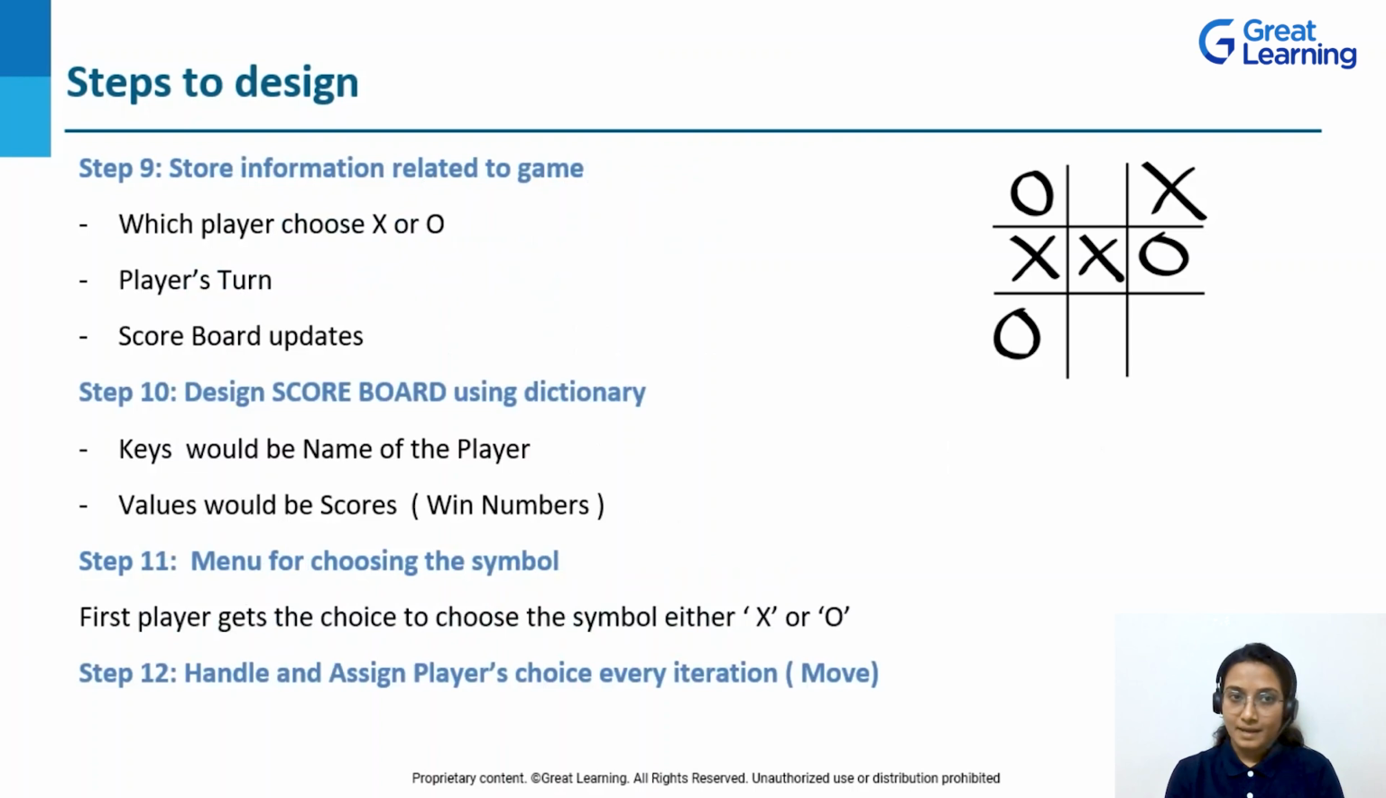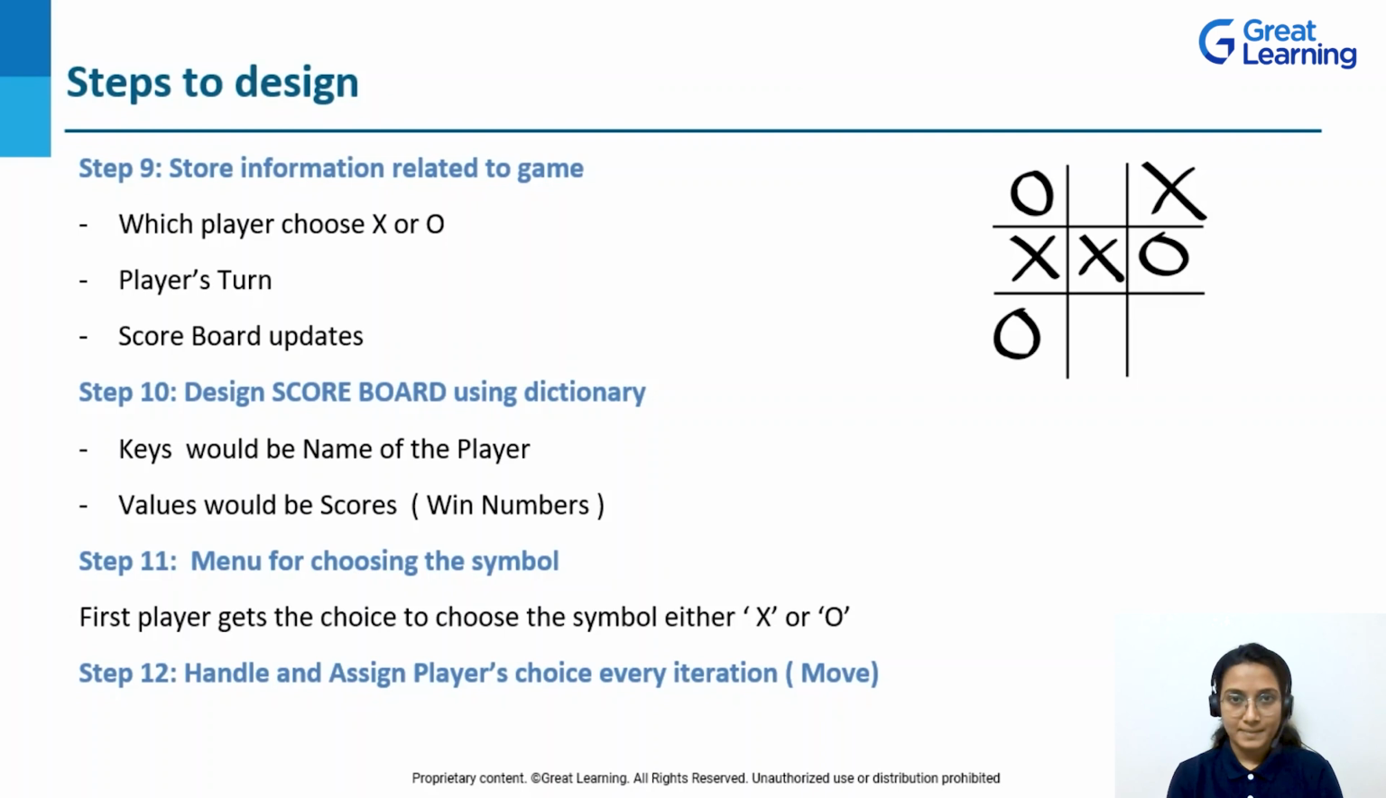Coming to step 9, we have to store information related to the game. What are the different pieces of information in the game to be stored? Which player chooses X or which player will be choosing O? Obviously, if you know one player's option, the other player's is by default either X or O depending upon player 1's choice. Then the player's turn: who is playing first, who is playing second?